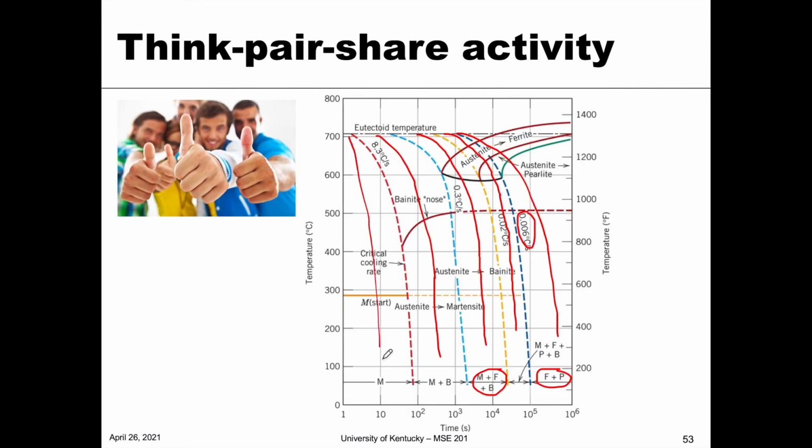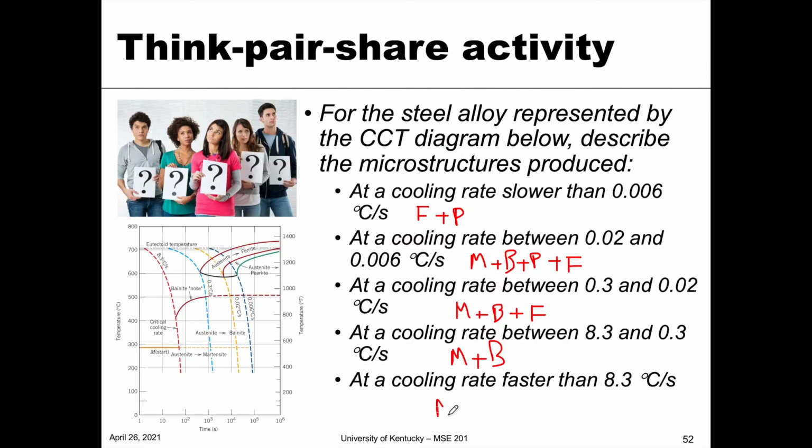So we're talking about some curve like this. And so here we completely miss the bainite nose, and we're faster than a critical cooling rate. And so this is going to be just martensite. And so we're going to go back to just martensite.